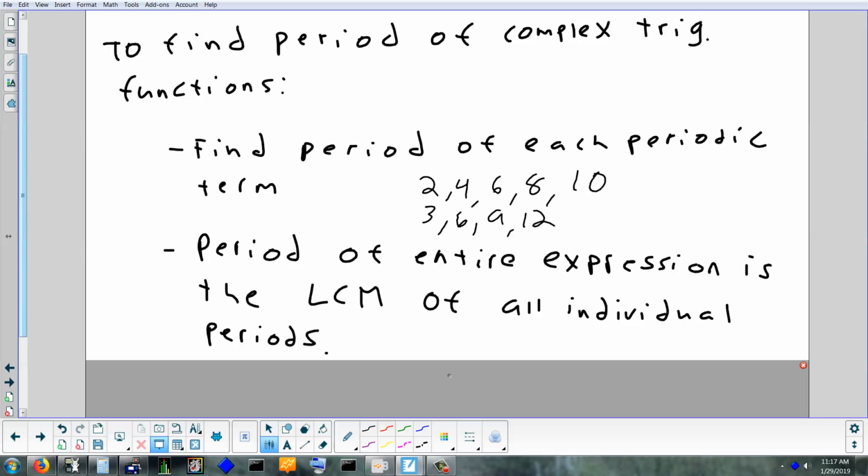List out all the multiples and then find the smallest one in each list. Most of our periods are going to have pi in them, but it's going to be the same idea. Find the LCM. Any questions on what I mean by finding LCM?